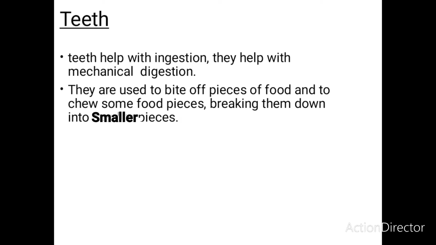Teeth are used during ingestion and digestion. During ingestion, they are used to bite off pieces of food, and during digestion, they are used to chew some food pieces, breaking them down into smaller pieces.